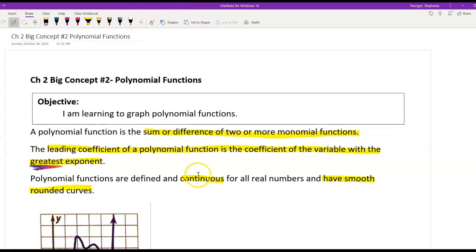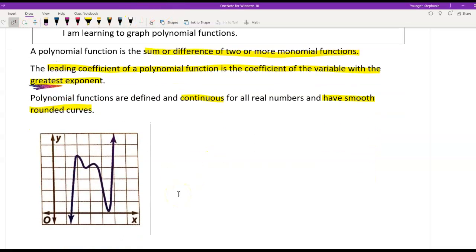So here is an excellent example of a polynomial function. We are continuous. We have smooth, rounded curves.